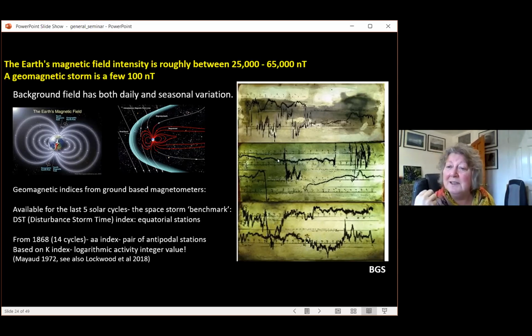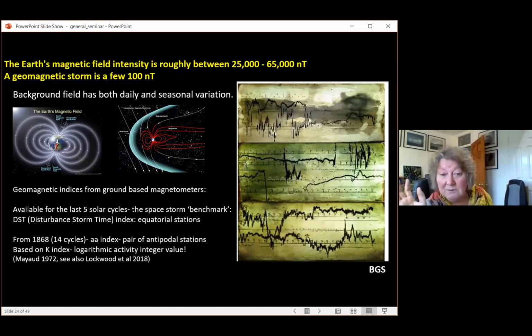And so basically, somebody would go every 3 hours with a little logarithmic ruler, a piece of paper, and hold it up to the thing and say, okay, that's a 3 or that's a 6 or whatever. This is the K index. That's what you've actually got. And then you take that and you reverse engineer it back into something that is called nanotesla. And that's what the AA index is.